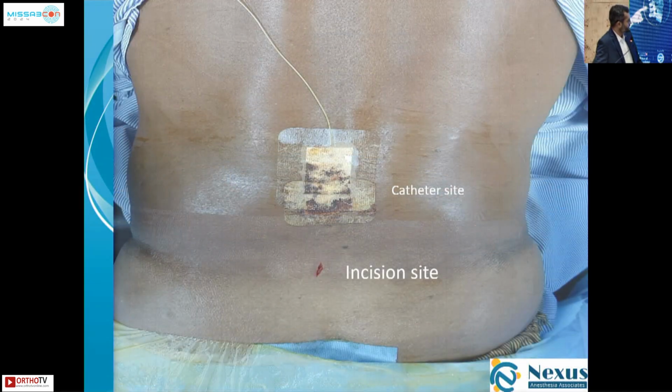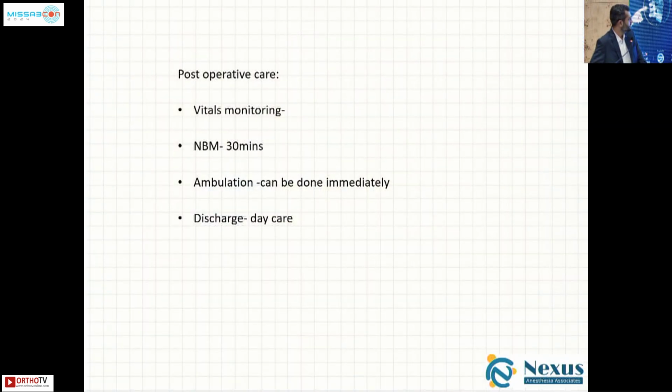This is the catheter site and this is the surgical incision site, so there is a huge distance between them. Postoperatively, we monitor the patient and keep them nil by mouth for 30 minutes. We can mobilize the patient immediately, because it is only a sensory block and there is no need to immobilize the patient. And we can discharge the patient on the same day.